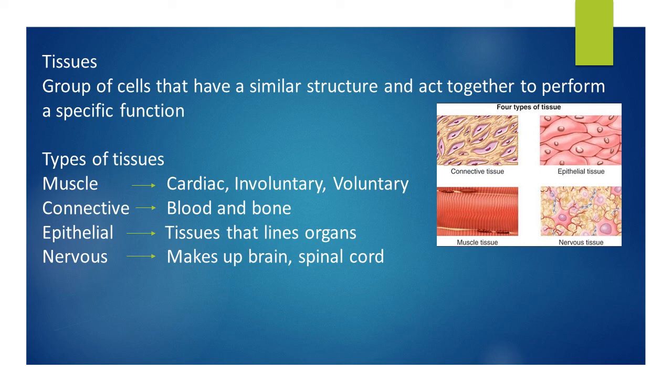And then bones. Bone is a tissue made out from cells that secrete a hard material made of calcium salts. Then epithelial tissue. Epithelial tissue lines organs. Example, ciliated epithelium cells present in trachea. Then nervous tissue. Nervous tissue makes up brain, spinal cord and nerves.